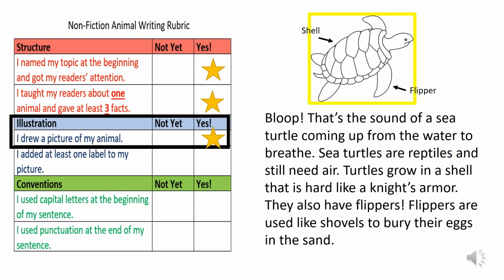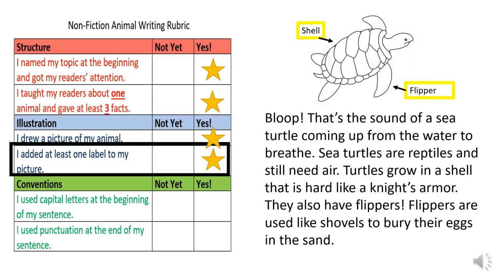Now I'm moving down to the illustration section. The first thing I'm looking for is if I drew a picture of my animal. I did draw a picture of my animal. Make sure you tried your very best. You can also look for drawing tutorials if you're not sure how to do it. Now that I have my picture drawn, I also want to make sure I added at least one label to my picture. I can also mark this off as yes because I labeled the shell at the top and the flipper at the bottom. I made sure that my label has the word spelled correctly and a line and an arrow pointing to that part of my animal.